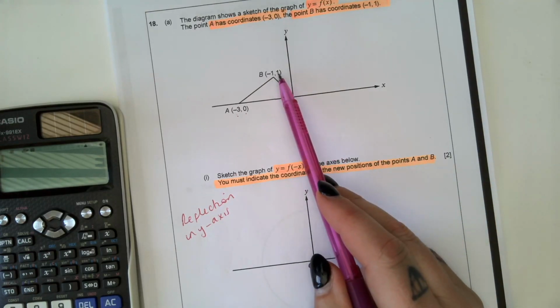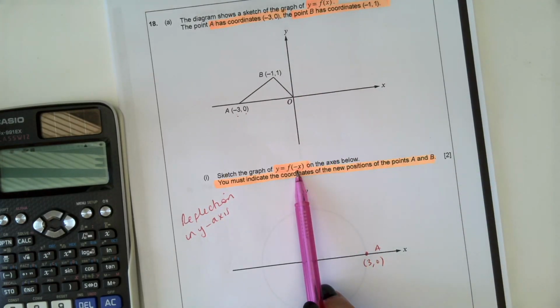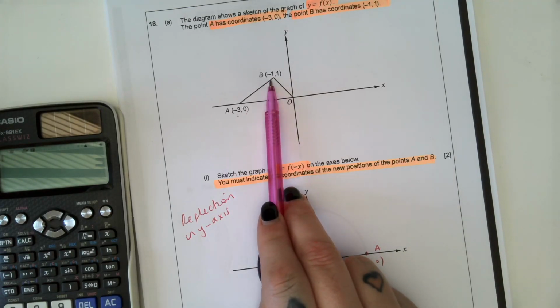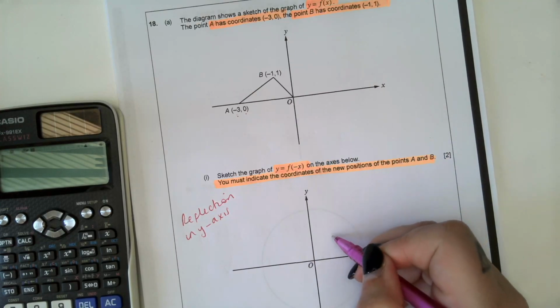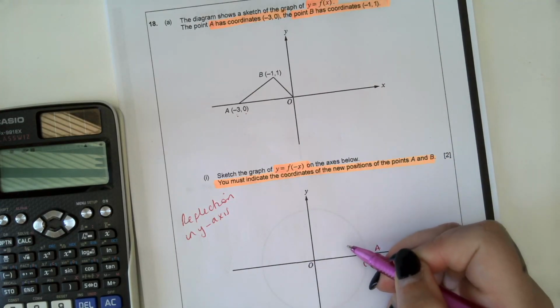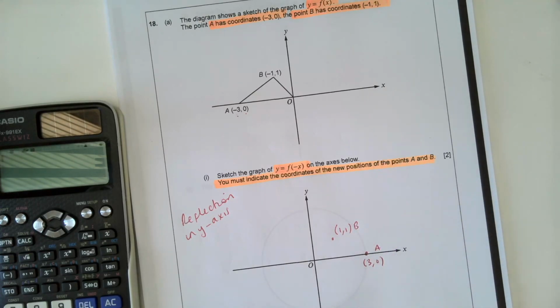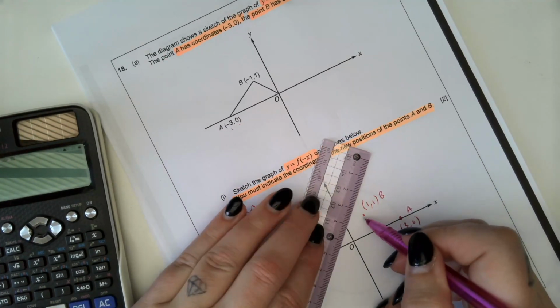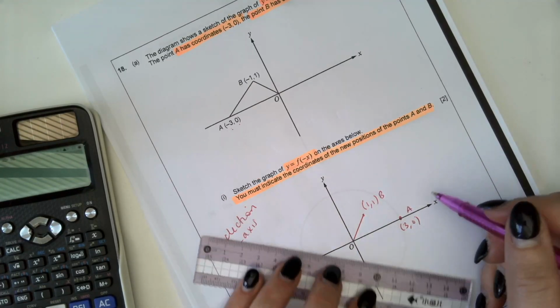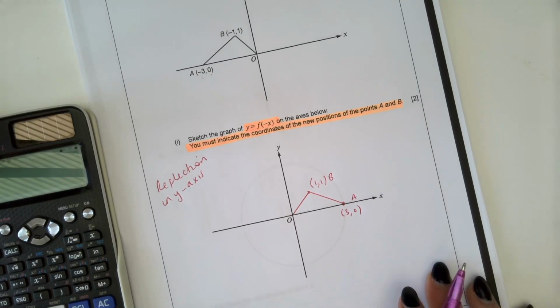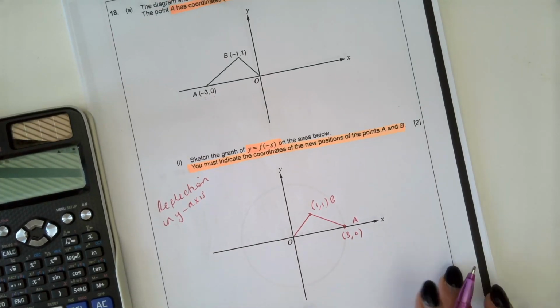Let's look at point B. So remember, the x value changes sign, the y value stays as it is. So as the x value is -1, it's going to become +1. So let's put that here. So x is +1, the y value stays the same, and then we just need to draw the graph reflected as best we can. It doesn't have to be perfect, just has to be as similar as possible with the correct new coordinates labelled.